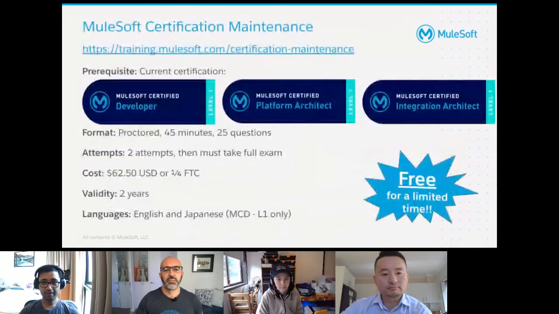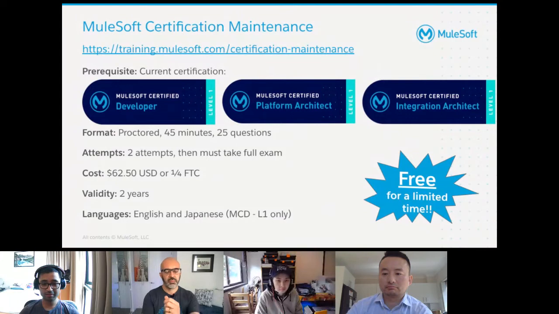All right, another one that's relevant to hopefully all of us. Most of us on this call are certified in one of these 3 certifications on screen. So that's a developer, platform architect, or integration architect. The MuleSoft training team has very kindly launched certification maintenance exams. And now that's because we recognize that every 2 years, the certifications do expire.